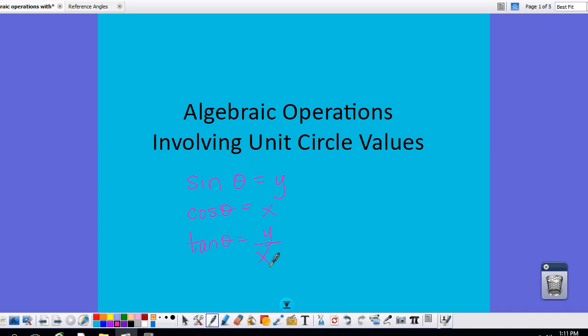But all three of these have reciprocal functions as well, and those are cosecant of theta, which is the reciprocal of sine. So it's going to be 1 over the y value for the unit circle. Then we have secant theta is a reciprocal of cosine, so it's going to be 1 over x. And then cotangent theta is going to be x over y. So when we do the algebraic operations with the unit circle or pole values, we may be asked to find any of these 6 trig functions.